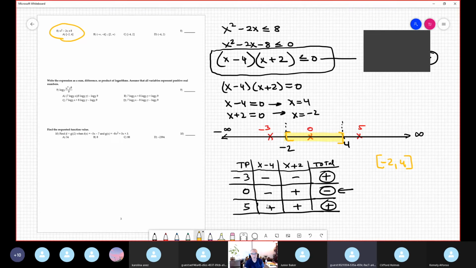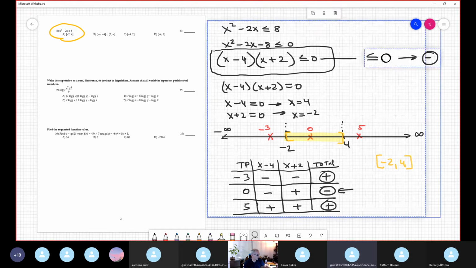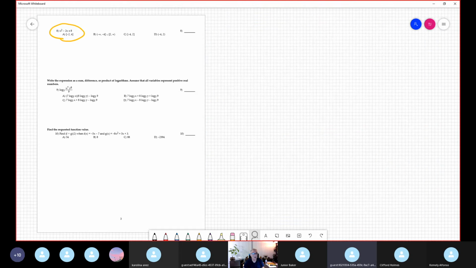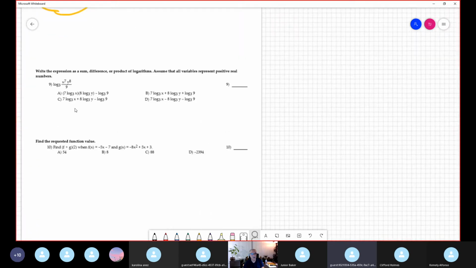Okay, let's move on to question number 9. Number 9 is easy. Wow, look at that. It's only expand, like that. We have to write the expression as a sum of differences. Okay, no problem, I understand.